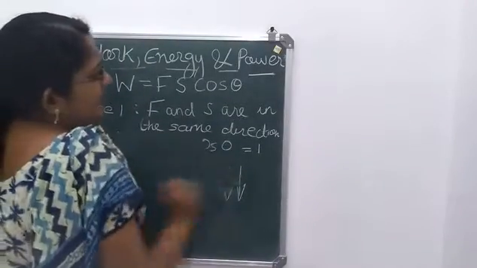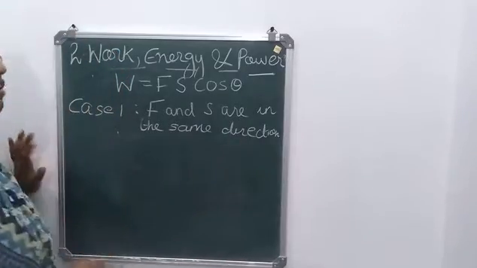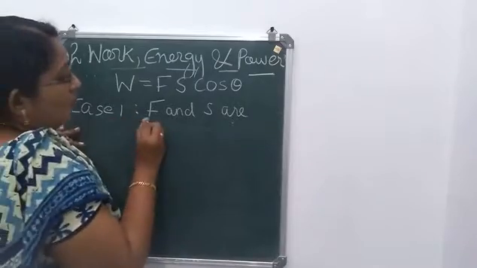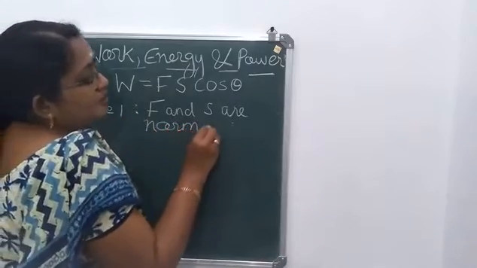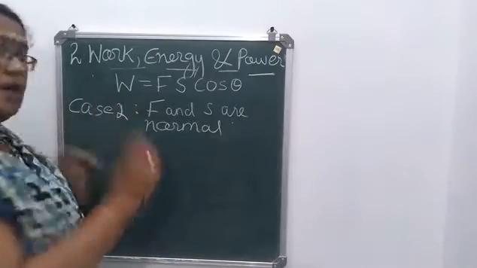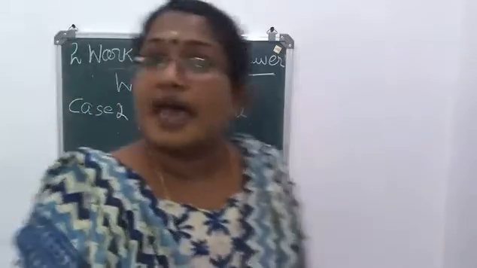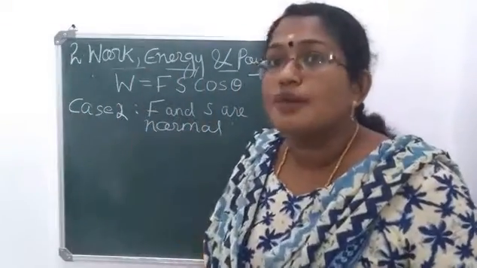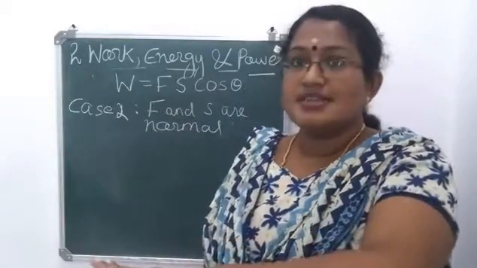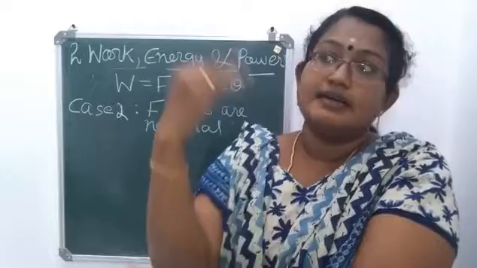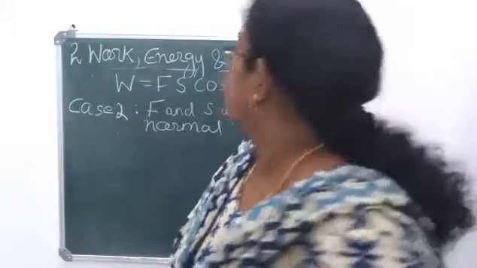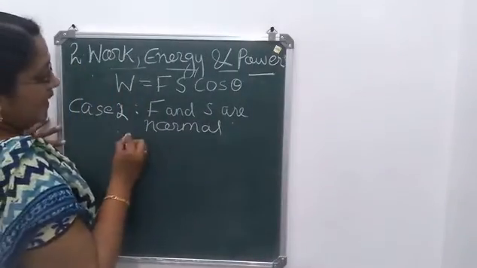In the second case, F and S are perpendicular to each other, or normal to each other. If this is case 2, force and displacement are normal to each other. Normal means what? Perpendicular to each other. Force is like this, then we will be having the displacement in the perpendicular direction. So if F and S are perpendicular, we will check what happens to theta.